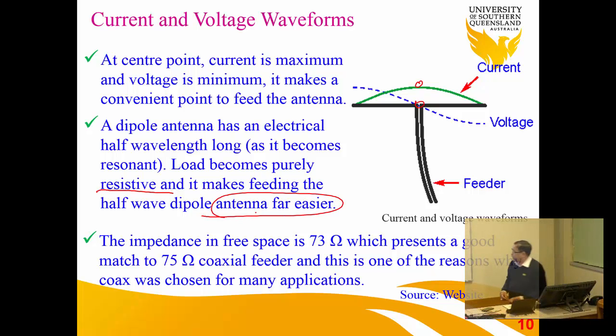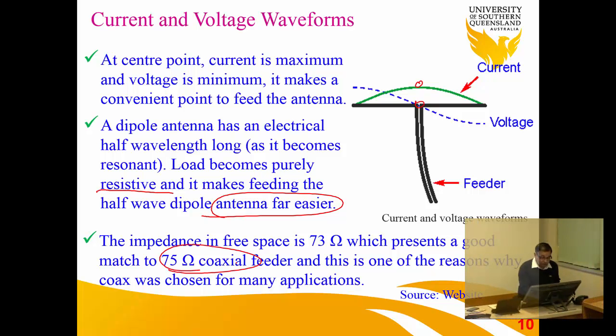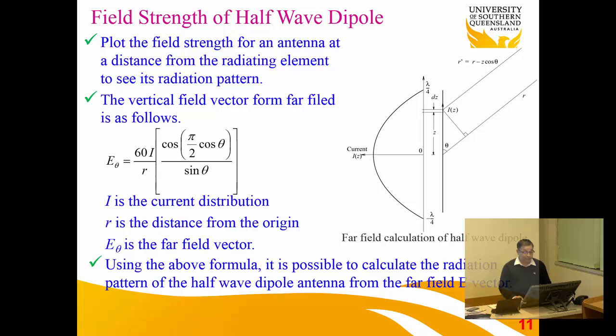And then the impedance in free space is 73 ohm, which presents a good match to 75 ohm coaxial cable feeder, and this is the reason coaxial cable was chosen for many applications.